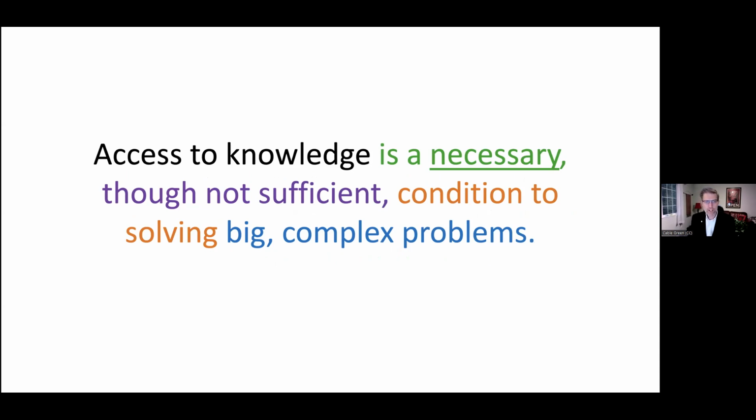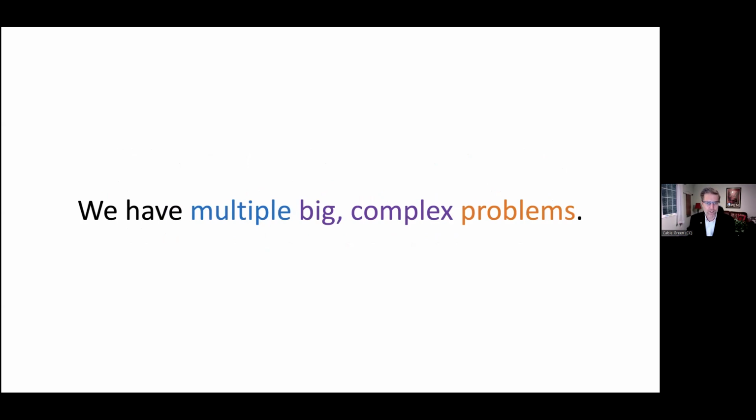We also acknowledge that access to open knowledge is a necessary but not sufficient condition to solving these big complex problems. So you want to work on climate change? We would argue all of the research, all of the data, all the educational resources need to be open in the public domain or CC licensed. Is that enough to solve climate change? No. Is it a necessary condition to solving climate change? Yes. If the world can't access knowledge about climate change, how are we supposed to work on it, right? So we think this is a fairly obvious argument.